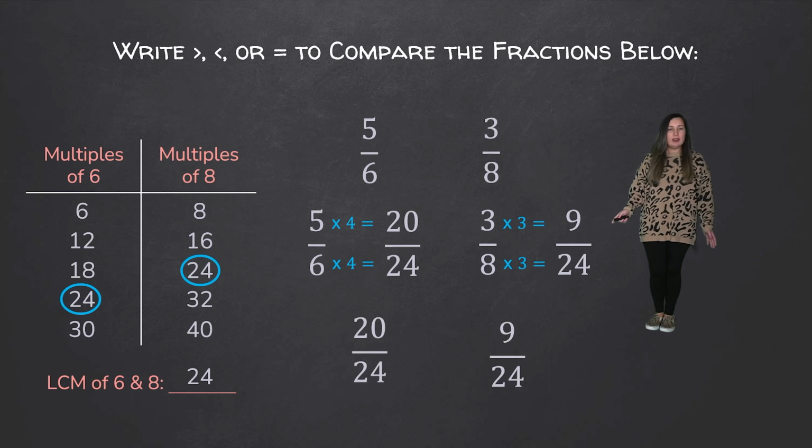So now that we have two fractions that are out of 24, we could compare. We have 20 over 24 and 9 over 24. 20 over 24 is greater than 9 over 24, meaning that 5 over 6 is greater than 3 over 8.